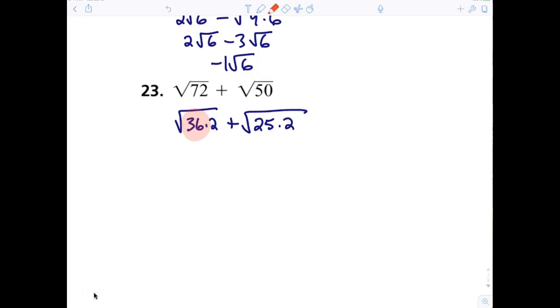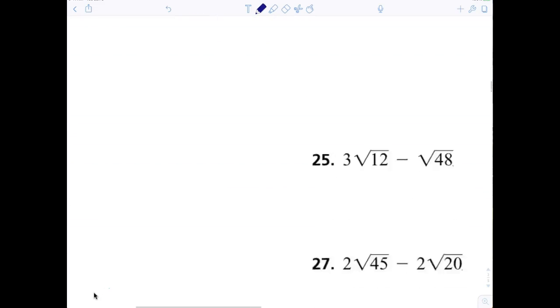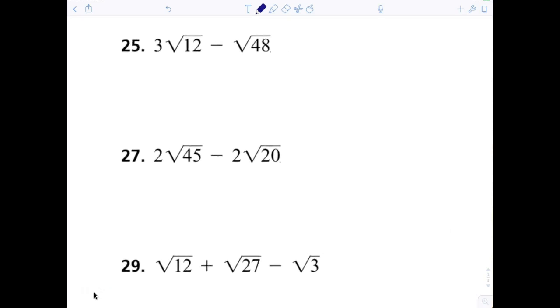Now, what's the square root of 36? 6 square roots of 2 plus what's the square root of 25? Altogether? Yep. 11 radical 2. Anybody have any questions? Nobody? All right, let's take a look at 25.